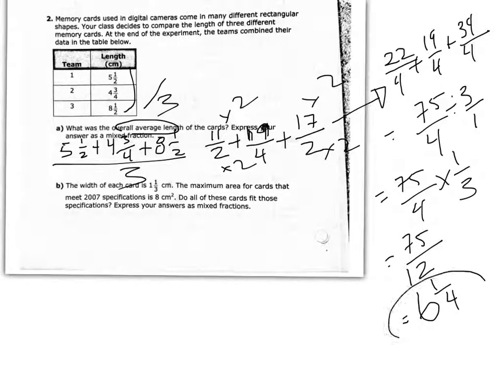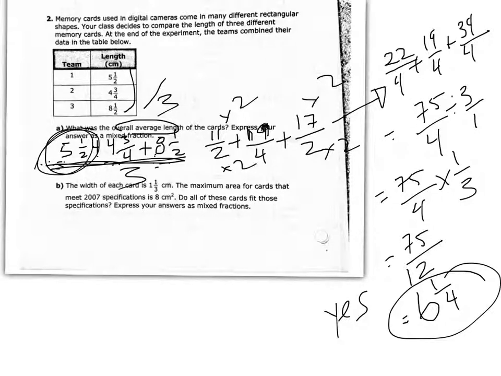Now, does this answer make sense? Yes. Okay, because if I look at the different lengths in centimeters here, 6 1/4 is sort of like an average, you could tell, right? Because this one's very big, this one's small, this one's very small, and so it's probably going to be close to this number here, which it is.